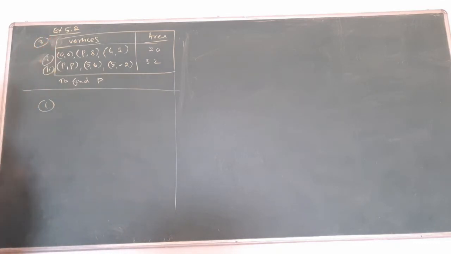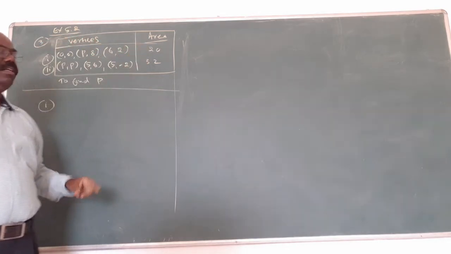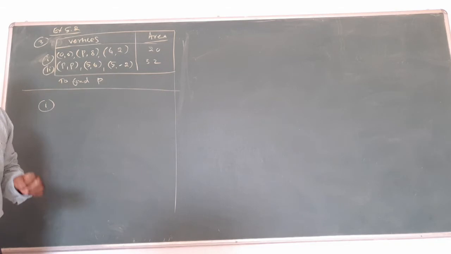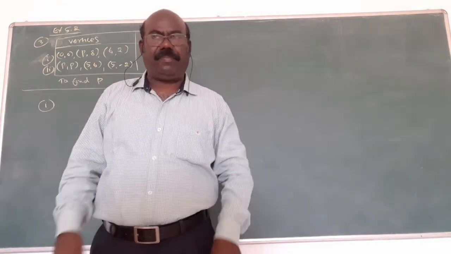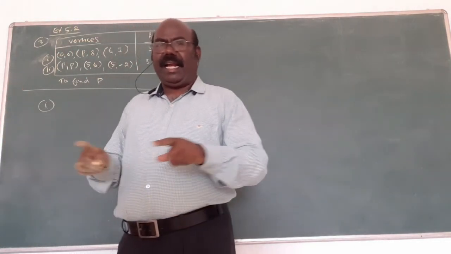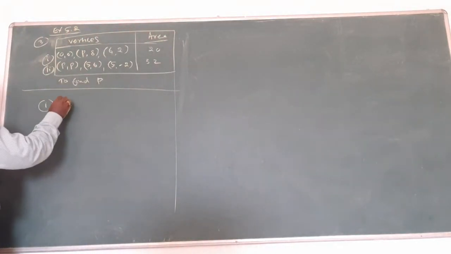Third problem. Vertices are given, area also given, to find the unknown. B is also unknown. Vertices are given, area also given. Already told you, if 3 points are given and area is asked, draw the diagram. But here, we need not draw the diagram.